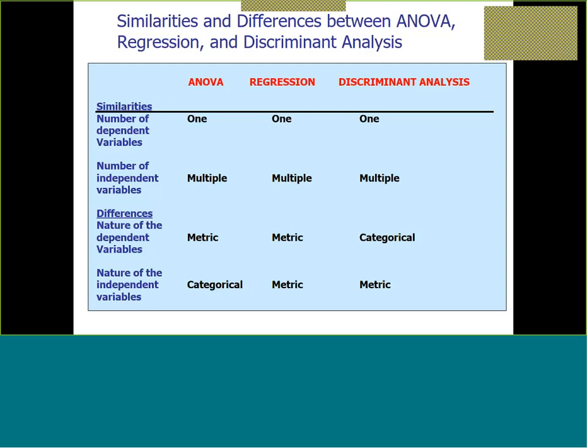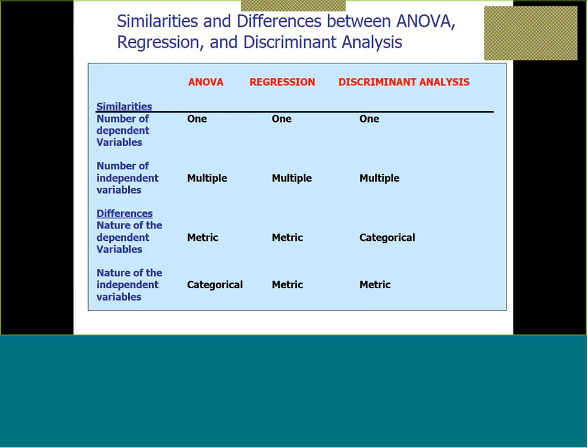Whereas if you compare the nature of the dependent variables, in ANOVA it is metric, that is interval or ratio scale. In regression it is also metric, and in discriminant analysis the dependent variable is categorical. Now if you come to the nature of independent variables, in ANOVA it is categorical, in regression it is metric, and in discriminant analysis it is metric. Whereas if you take logistic regression, the nature of the dependent variable is again categorical, and the nature of the independent variable may be either categorical or metric. It can be any one. That's what we have done in logistic regression.